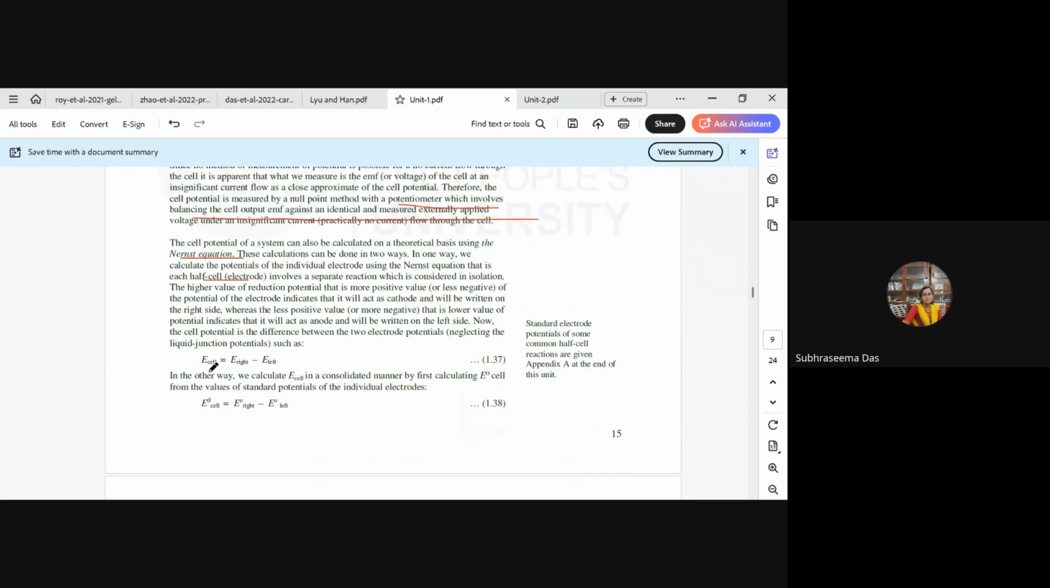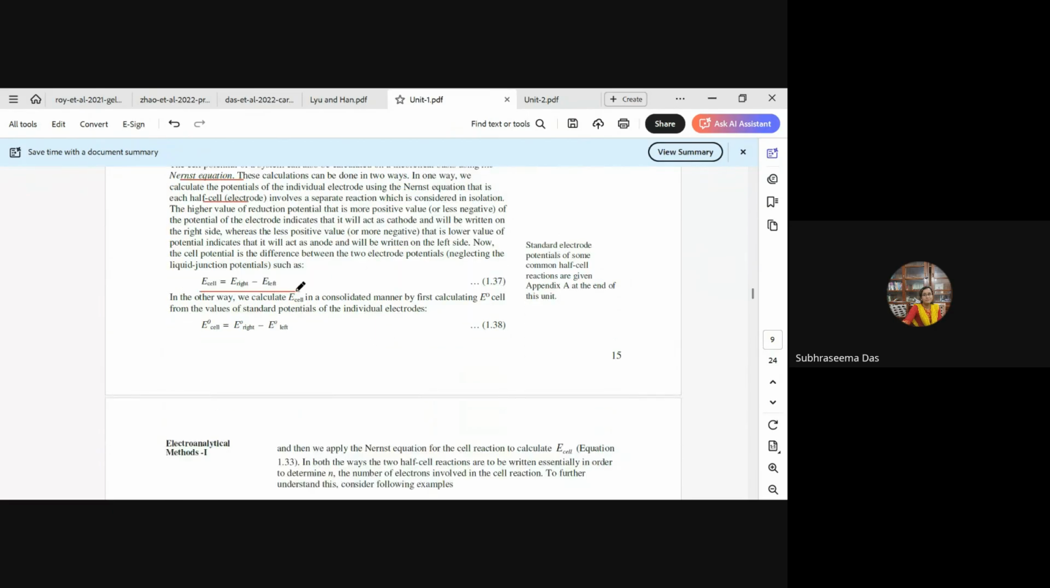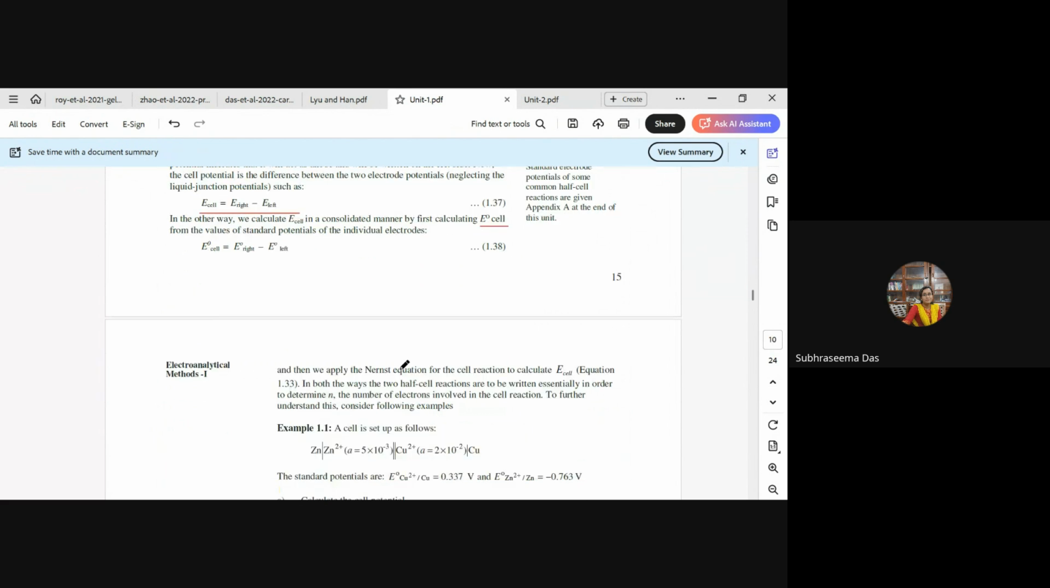So how do we write it? We can write E cell is equal to E right minus E left. In the other way, we can calculate E cell in a consolidated manner by calculating the E0 cell. So what is the E0 cell? That is the EMF of the cell in its standard state. Then we apply the Nernst equation and find it out. So in both ways, we first have to calculate the half cell reactions, and then we can find out the E cell.